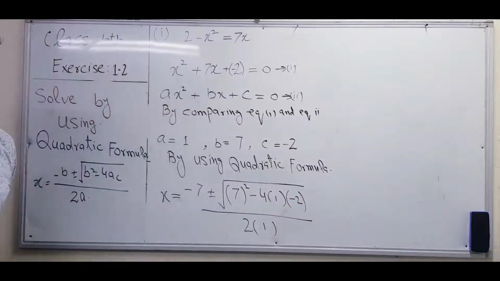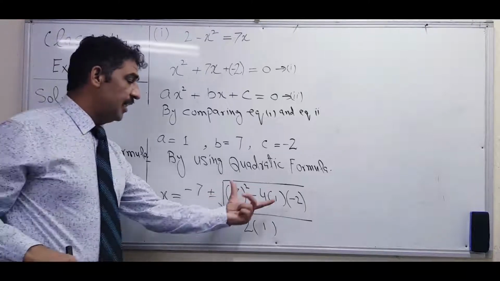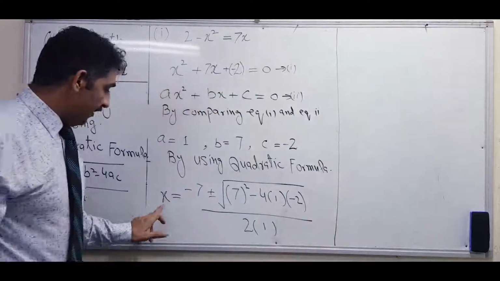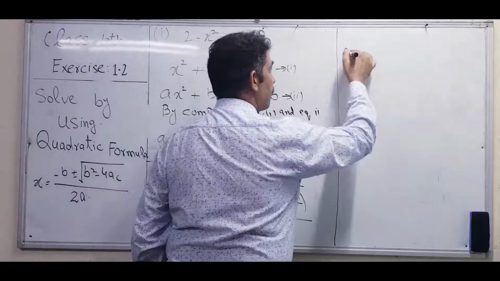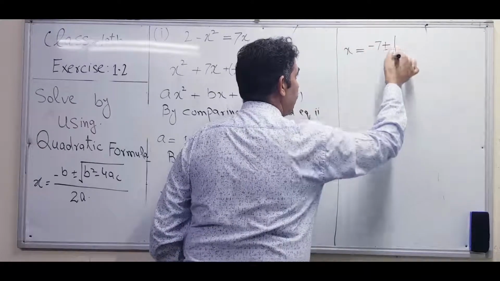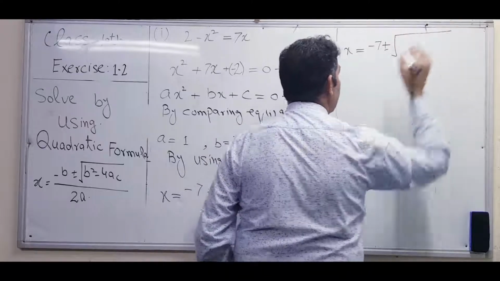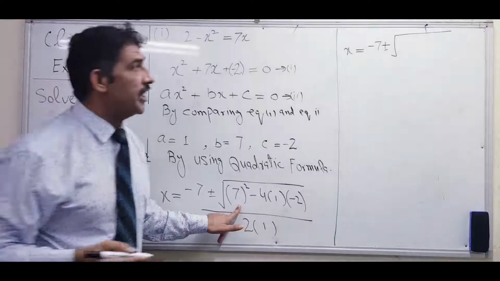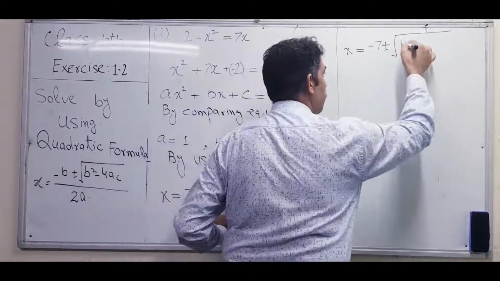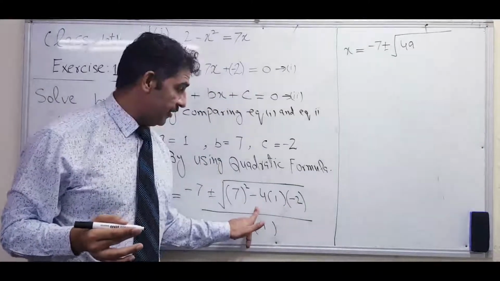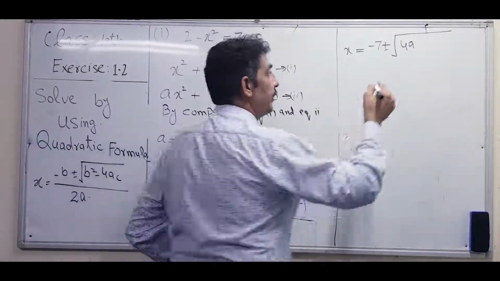Finish. Now we have to simplify. So you can simplify with the help of a calculator also, writing all terms in the root, and you will be able to get the one answer. Otherwise, how to simplify? x is equal to minus 7 will remain same, plus minus also same. 7 square. What is 7 square? 49. Good. Minus into minus is plus, 4 twos are 8.